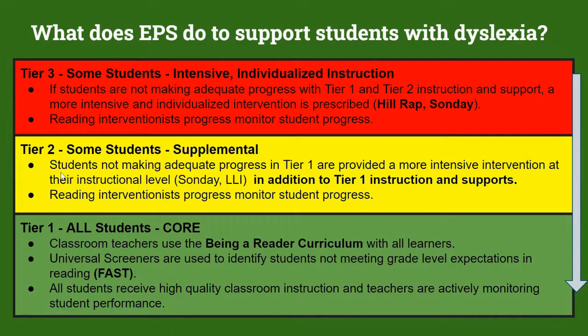At that tier 2 level, this is a supplemental support, and tier 1 teachers can also provide tier 2 support and should be providing tier 2 support. Students not making adequate progress in tier 1 are provided a more intensive intervention at their instructional level. This could be provided through Sunday, right? Leveled Literacy Intervention, in addition to tier 1 instruction and support. Reading interventionists progress monitor student progress.